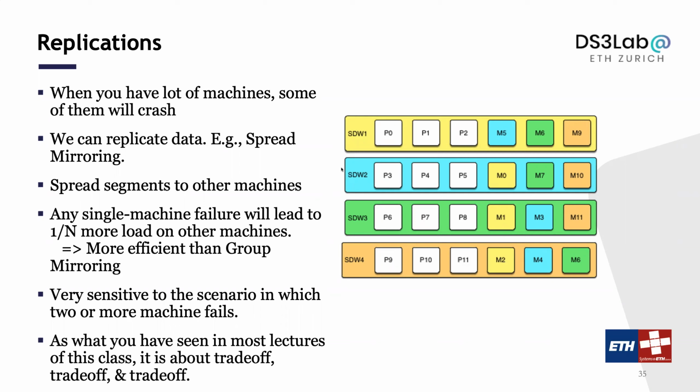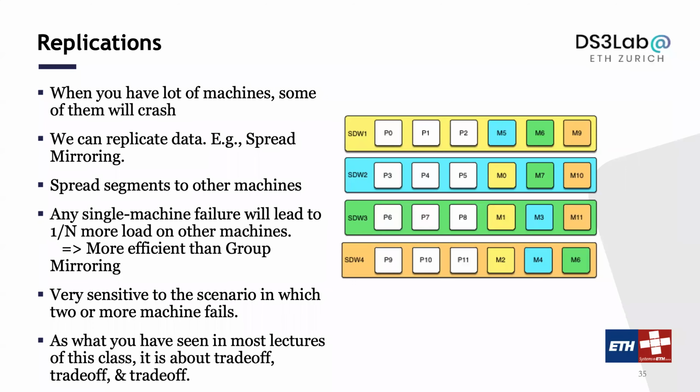But what if the second machine also fails? Then there's no machine holding M0, right? If the third machine fails, essentially whenever you have two machines fail, you are guaranteed to lose information, right? So if that is a property that you do not want, this is actually the downside of this.